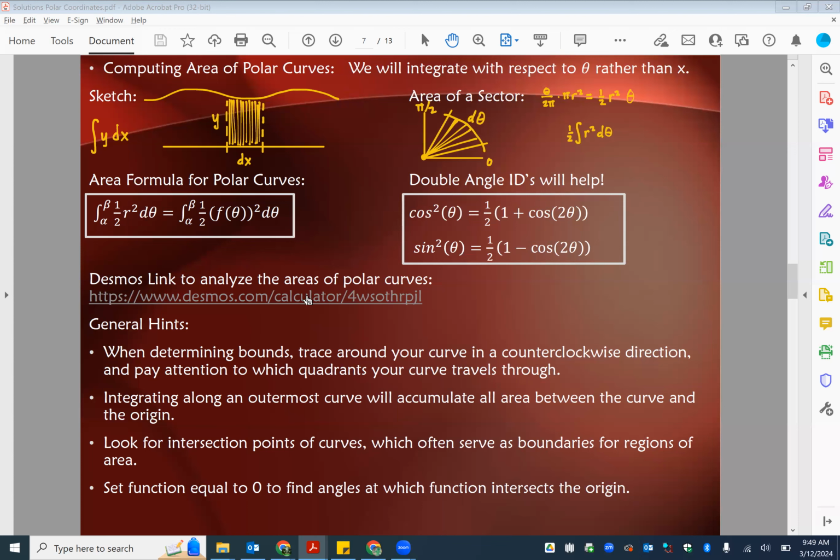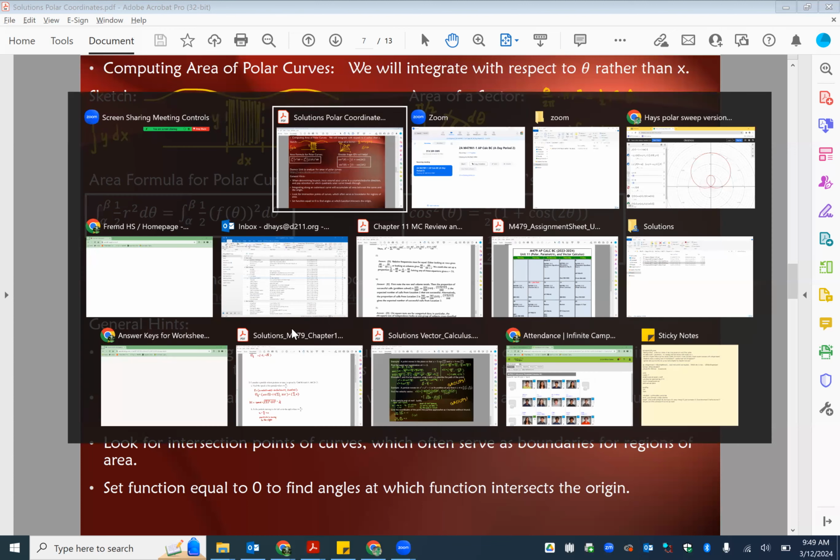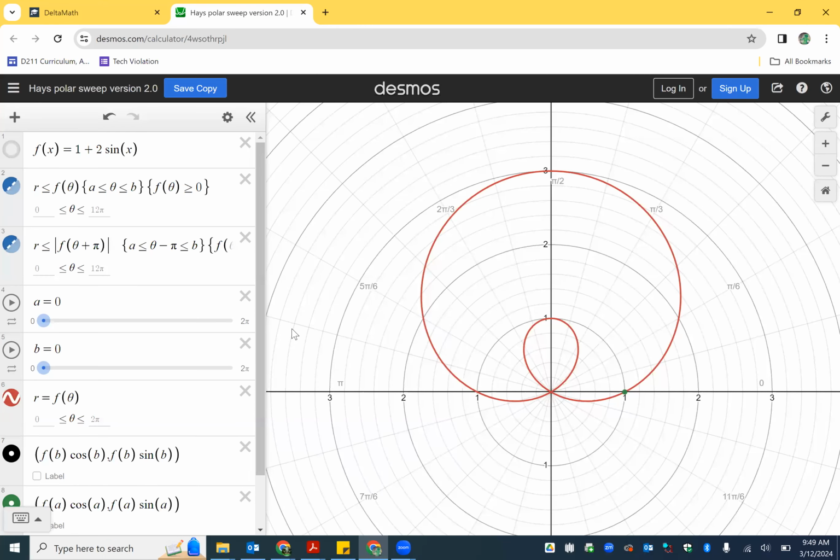Got a link here to help us better visualize what I'm talking about. Here is a polar curve. The actual equation here would be r equals 1 plus 2 sine theta. I know it looks a little different in Desmos, but it's r equals 1 plus 2 sine theta.